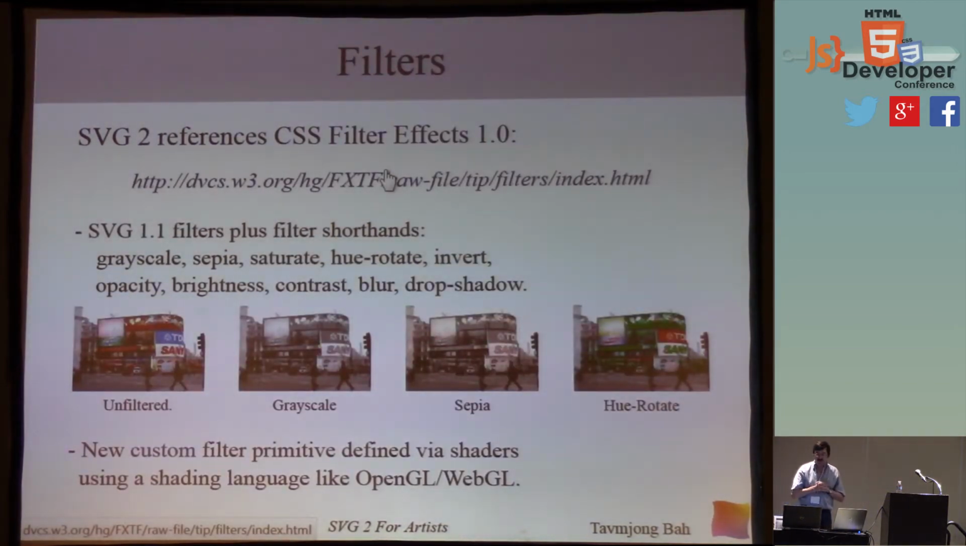Filters. SVG2 references CSS Filter Effects 1, and that's almost exactly the same thing as SVG 1.1 filters. So here's an example where they just took something out of SVG and put it in CSS so it could be shared between the two groups. To make it easier for people to use, they've added a few filter shorthands: grayscale, sepia, saturate, hue-rotate, etc. And there are a few examples of those here.